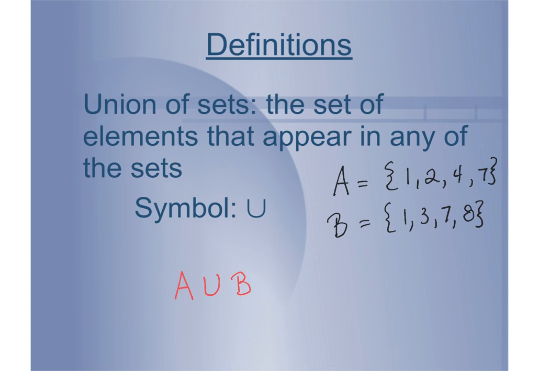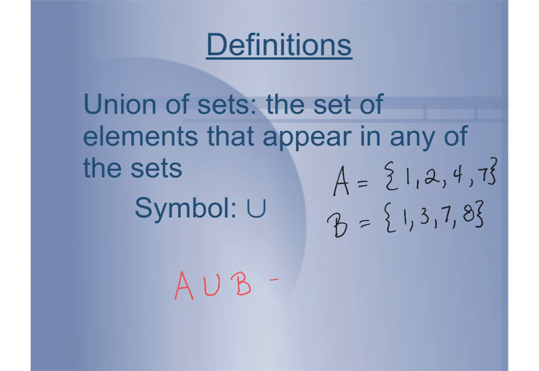And what I want you to do is give me everything in both sets. However, you do not write the elements twice. So there are some numbers that appear in both sets. 1 appears in both sets, 7 appears in both sets, right? When I write the union, I'm going to write it in chronological order. By that I mean least to greatest. And I am not going to repeat the numbers if they are in both sets.